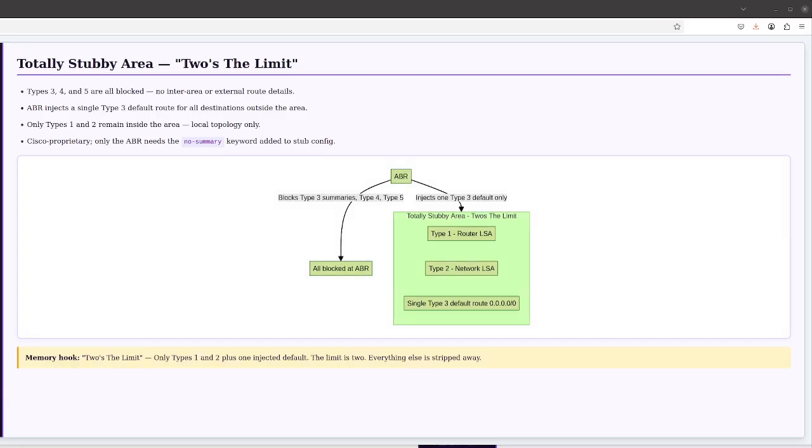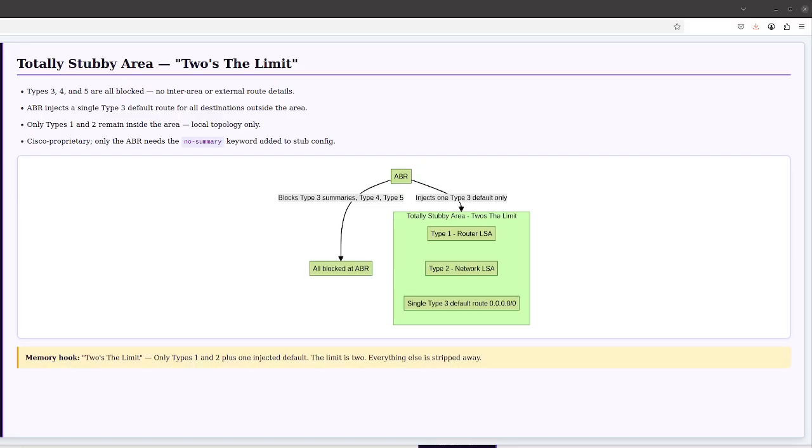A totally stubby area is a Cisco proprietary extension of the stub area concept. It goes one step further by also blocking Type 3 summary LSAs in addition to Type 4 and Type 5. The only LSA types present inside a totally stubby area are Type 1 and Type 2, which are the area local topology LSAs that cannot be blocked without breaking OSPF entirely. Everything else is filtered out by the ABR.